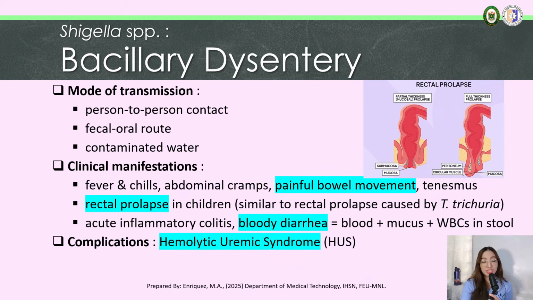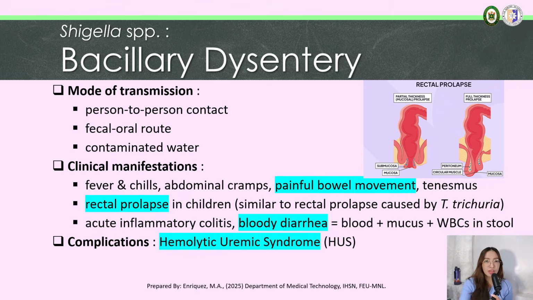Let's now discuss bacillary dysentery, which is caused specifically by Shigella dysenteriae type 1. Here are its modes of transmission, and its clinical manifestations include nonspecific symptoms such as fever, chills, abdominal cramps, painful bowel movement, and this may also cause rectal prolapse in children due to the excessive straining of the rectum. So just in case you're not familiar with this, no, rectal prolapse is a condition that may have also been discussed in your parasitology classes.